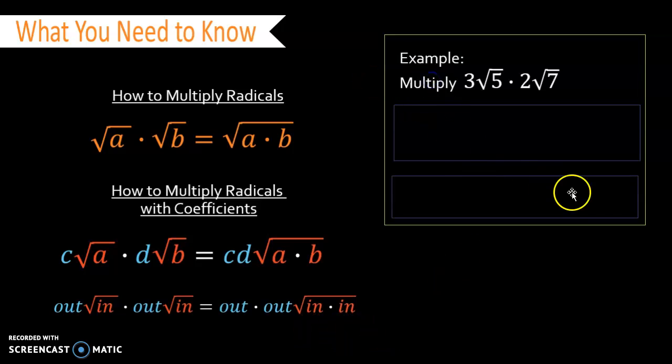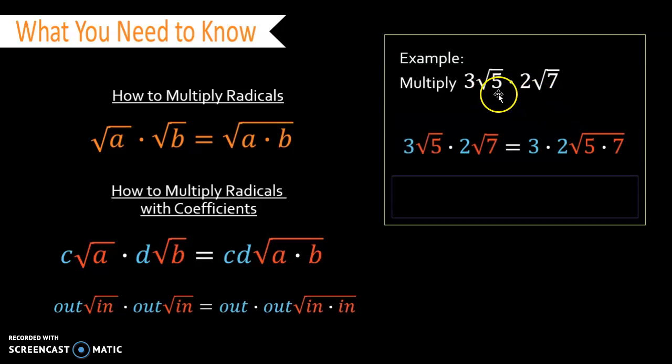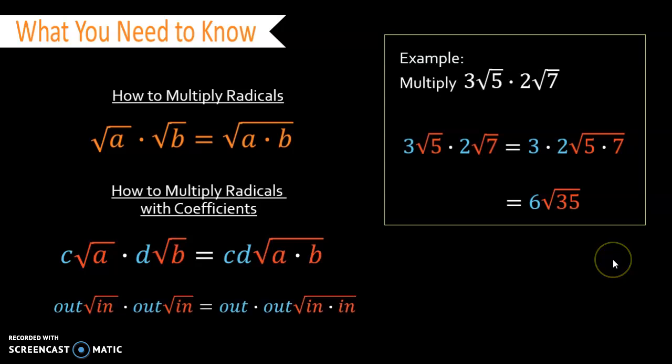Let's take a look at an example and try to multiply 3 square roots of 5 times 2 square roots of 7. I know that my outside numbers, the 3 and the 2, are both coefficients and they can be multiplied together. And I also know that the 5 and 7 are both inside the roots and they can be multiplied together. So when I rearrange a little bit to show where my outsides are together and my insides are together, it looks like this. And simplifying all the way, I would have 6 square roots of 35, or 6 times the square root of 35.